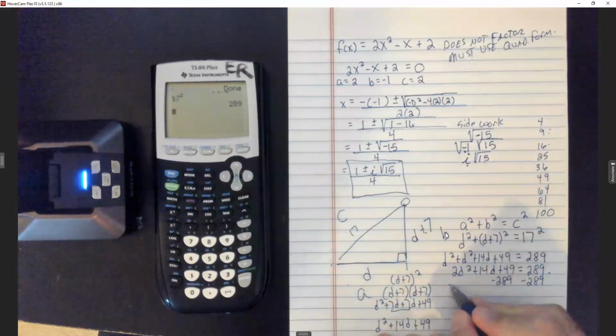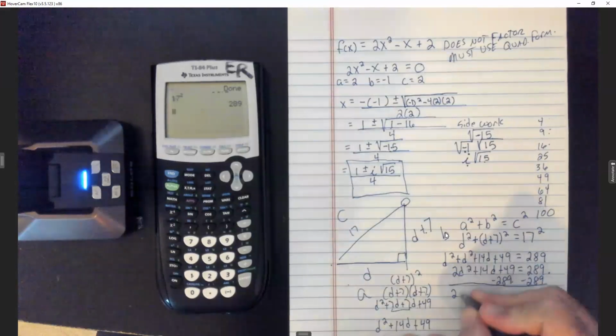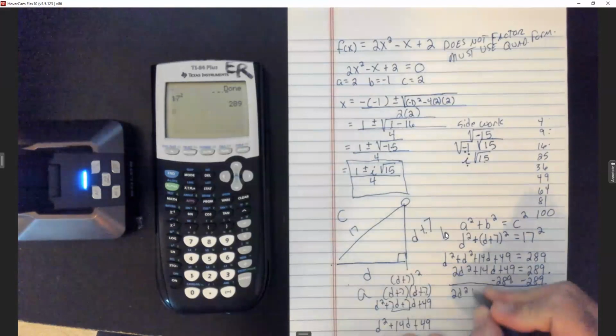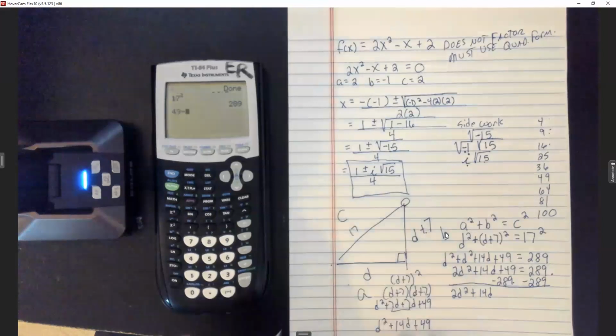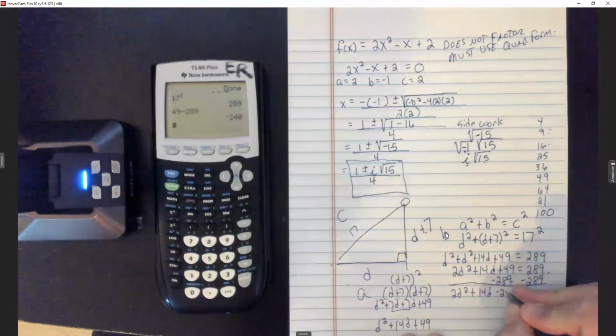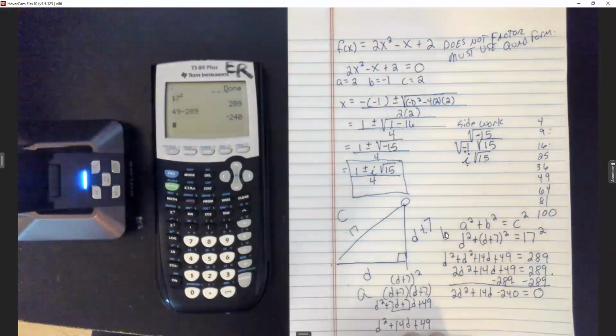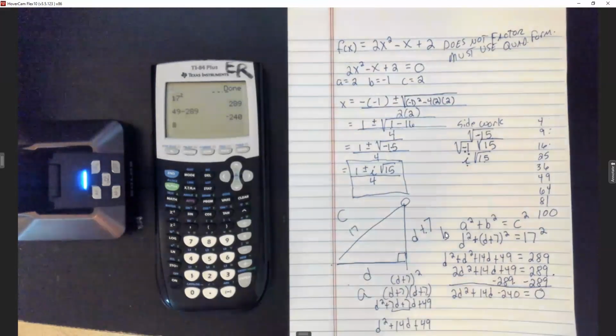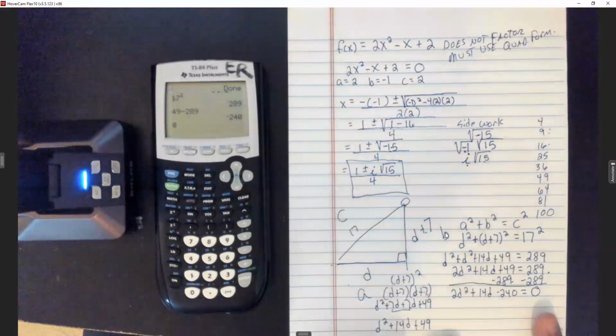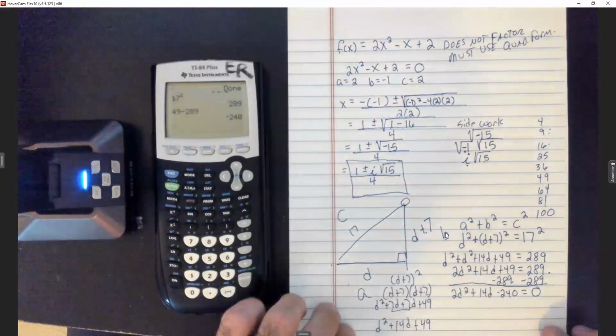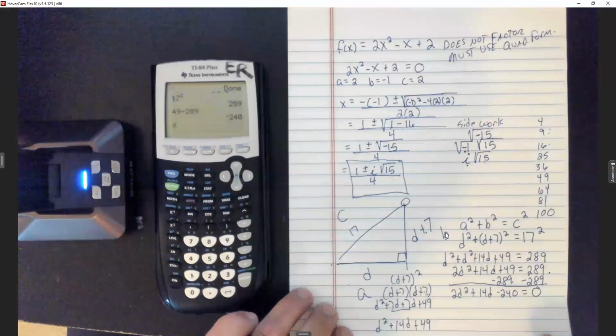Numbers only subtract from numbers. So the 2D squared stays the same, plus the 14D. Let's see what 49 minus 289 equals. That equals negative 240. All this is equal to 0. All right, y'all, next step, try to solve this. Since it's all set up equal to 0, I'm going to use the quadratic formula. Let me let y'all catch up because I'm going to use another page.